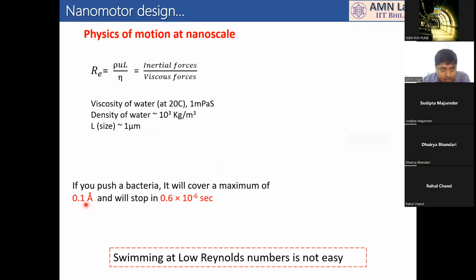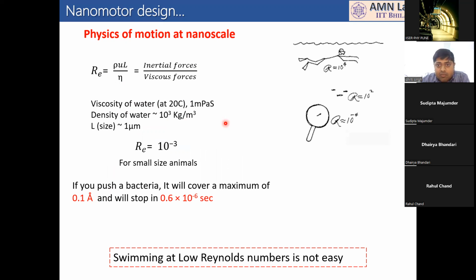For humans, I wrote somewhere the values. This is for humans: it's around 10 to the power 4. For fishes, it's around 10 to the power 2. And for the bacteria, it will be 10 to the power minus 4. This is the value of the Reynolds number. So when the Reynolds number is going down, because it's a ratio, it means the viscous forces are increasing. Only viscous forces will help you to swim if you can use them. Inertial forces will be ineffective.